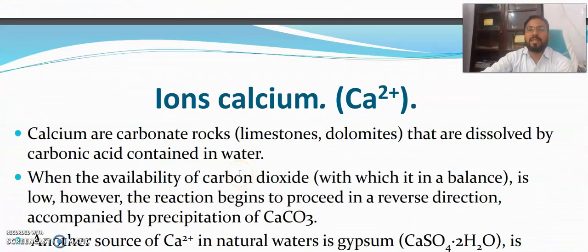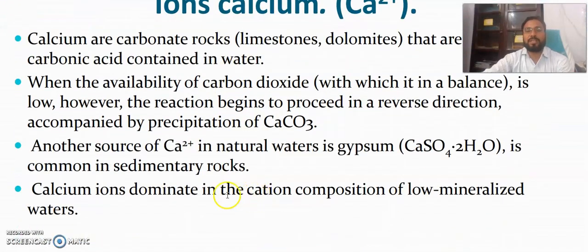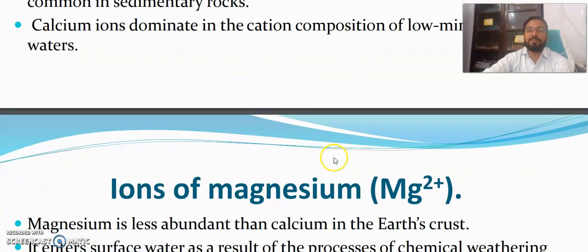Now, my friends, ion calcium. The sources of calcium are carbonate rocks, limestones, and dolomite that are dissolved by carbonic acid contained in water. Remember, calcium ion is stable when the availability of carbon dioxide is balanced; otherwise, the reaction begins to proceed in the reverse direction, accompanied by precipitation of carbonate. You have to write this equation. Another source of calcium in natural water is gypsum. Gypsum, calcium sulphate 2H2O, is common in sedimentary rock. The calcium ion dominates in the cation composition of low mineralization water or mineralized water.